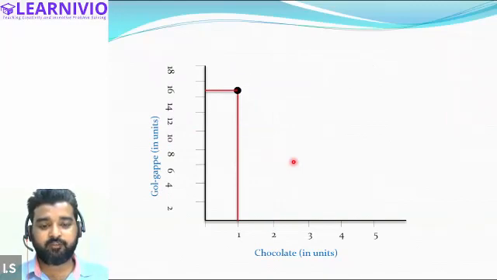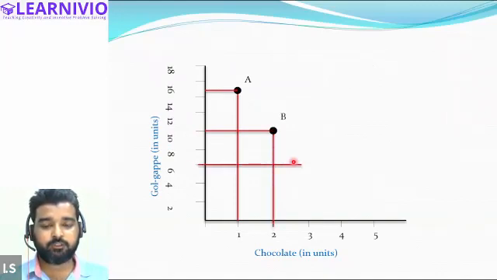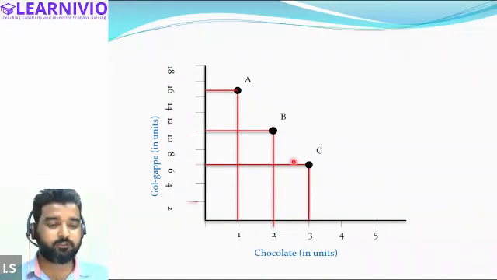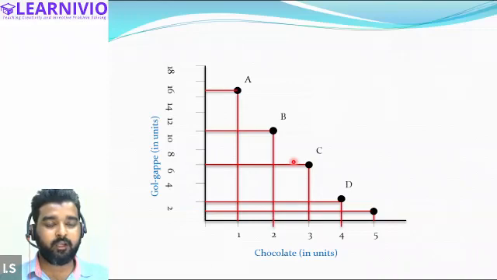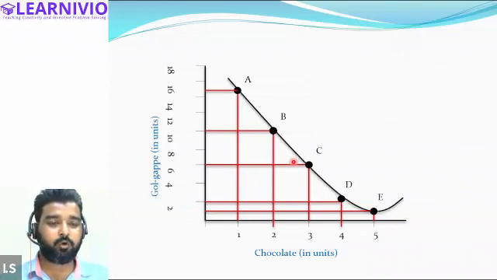First combination is 15 and 1, then we will draw the second combination, that is 11 and 2. Then we have drawn the third combination, 7 and 3, just like this. After presenting all the combinations, we will connect every combination through a line, and it will make a line something like this. This line is called the indifference curve.